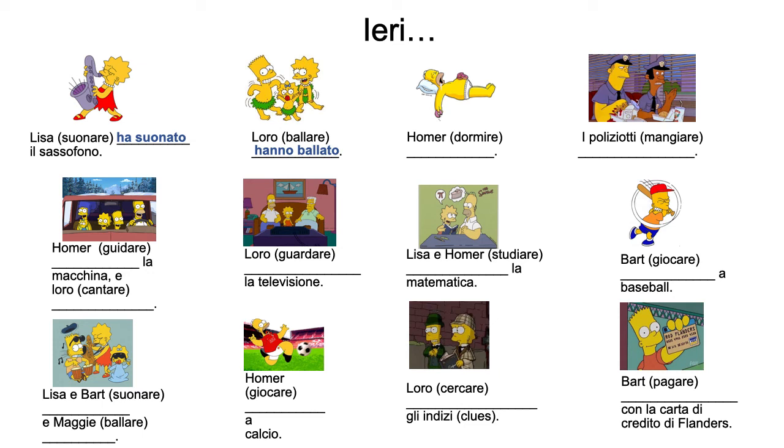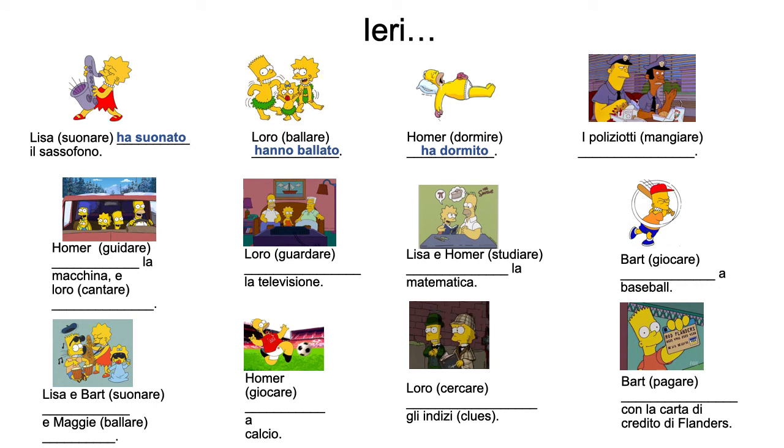The second one is the past participle of ballare. Okay? Third example, Homer dormire. Again, two elements. Homer is our subject, so I need the lui form of avere, which is ha. And then what is the past participle of dormire? Here I insert ito after I get rid of the ending because this is an ire verb. So Homer ha dormito. Homer slept.